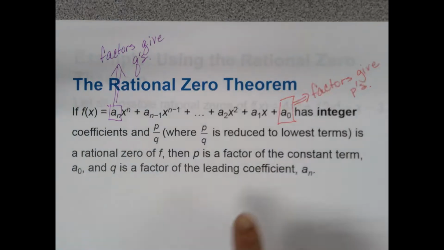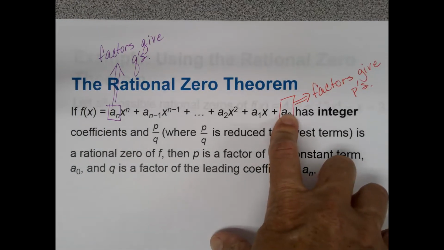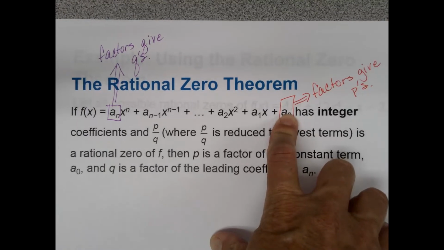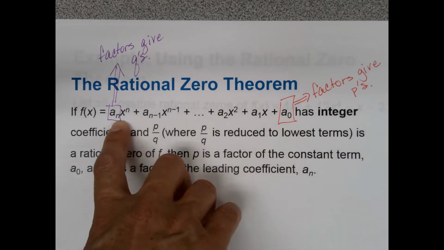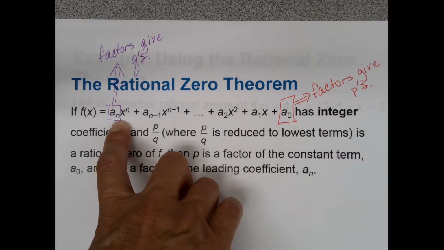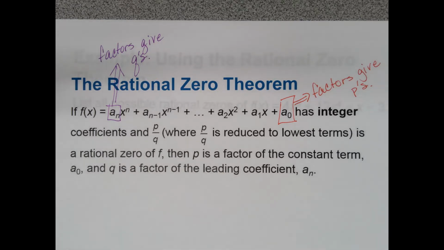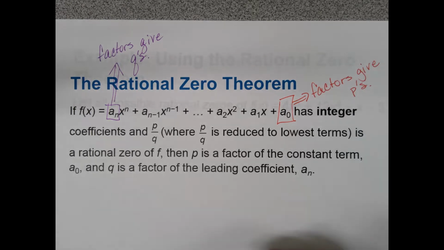Okay, so our P's are going to come from, if you have your polynomial written in descending powers on x, the factors of the last term, and your Q's will come from the coefficients on the first term. What this says is if you have a rational zero, the rational zero will come from numbers that are P's over Q's. So let's see what this looks like.